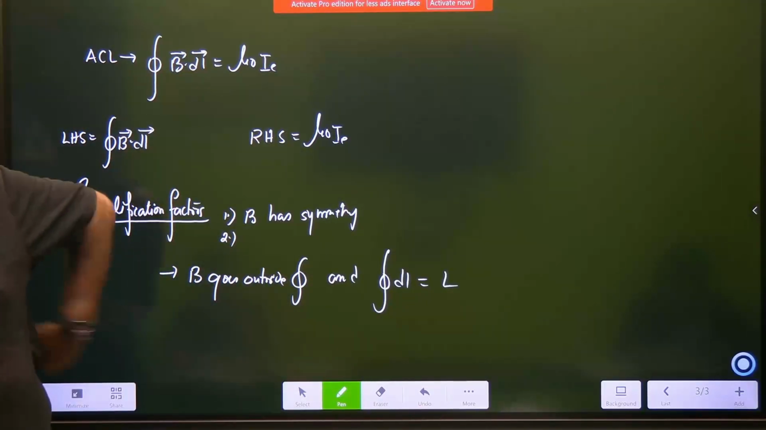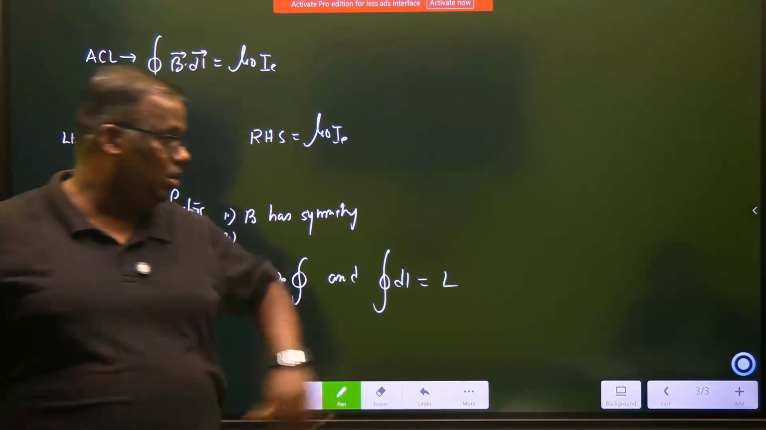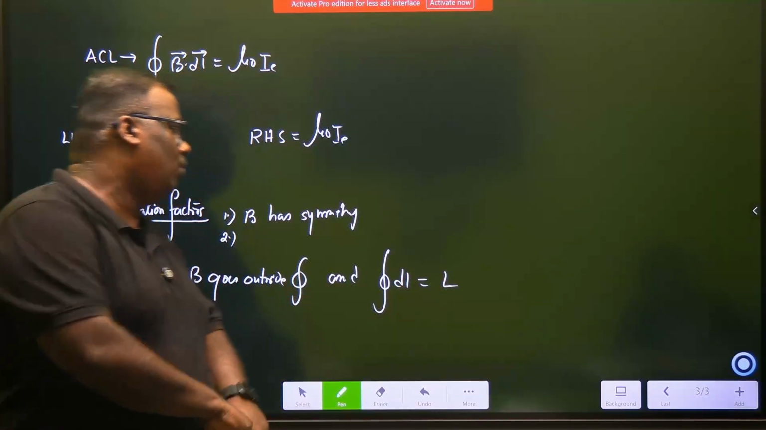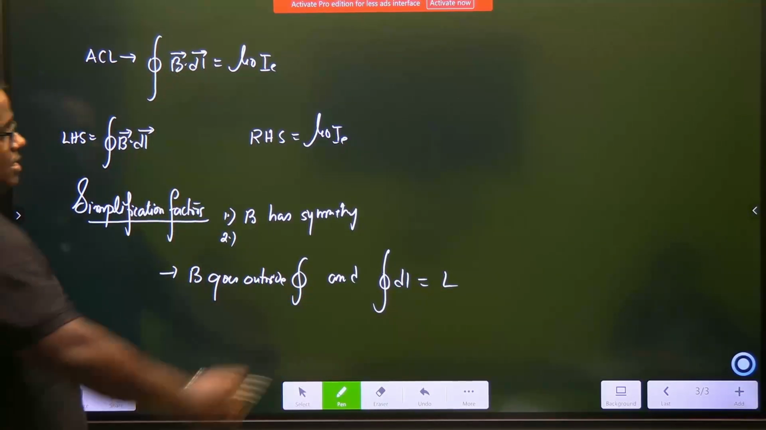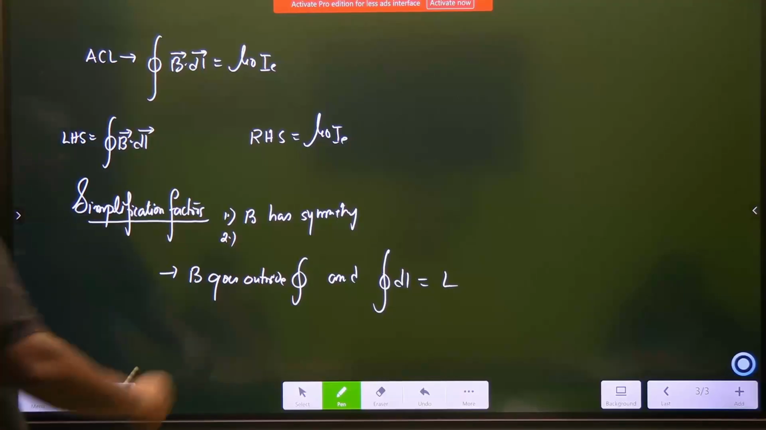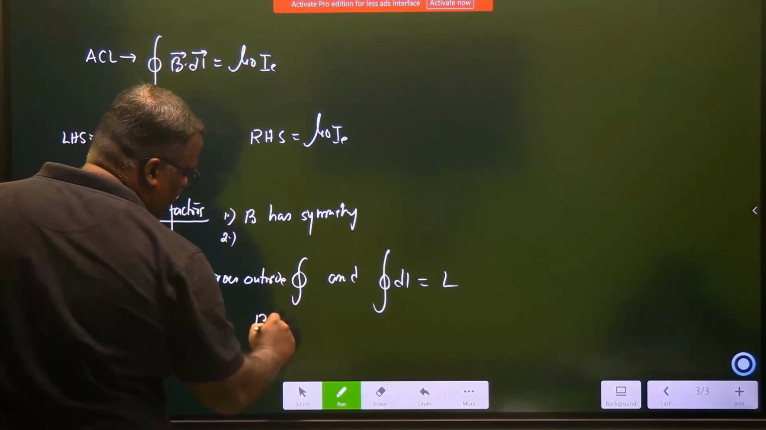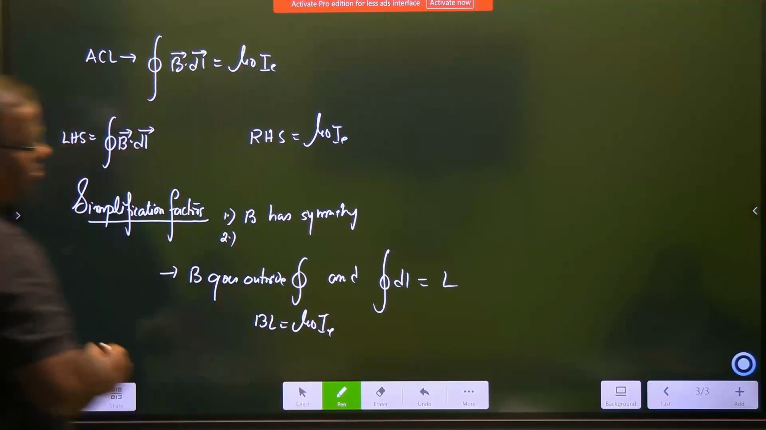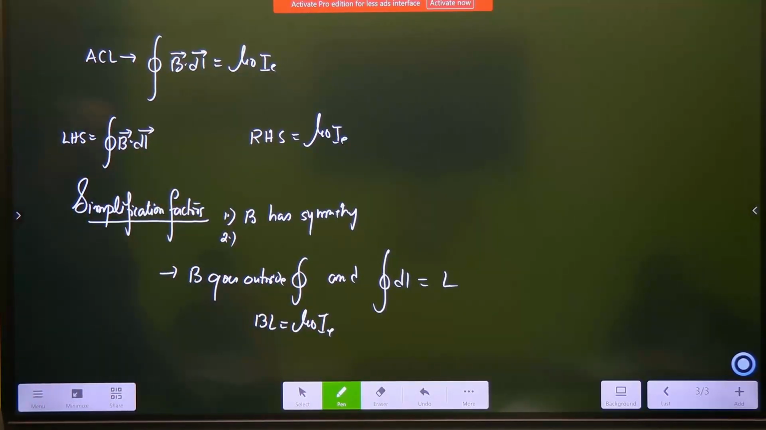Loop is always symmetric. You can take a rectangular loop, a circular loop, or a square loop, based on where we are taking what. But the integration of dl will be equal to the length of the loop. In our case, it is the circumference. And then your job becomes easy. BL becomes equal to mu naught I enclosed. And now we will see the application.